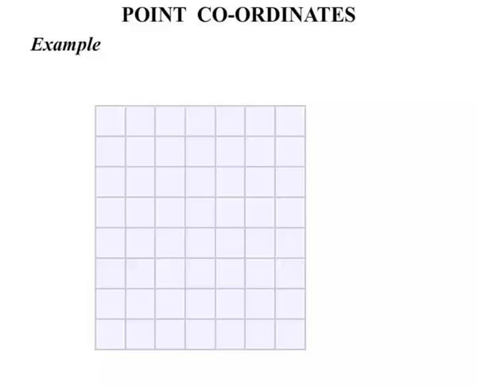Now in this lesson we do some work on point coordinates. Let's look at an example. We have a grid here. We're going to label the grid axes. Okay, 0 is the bottom left hand corner, and we're just going to use numbers.